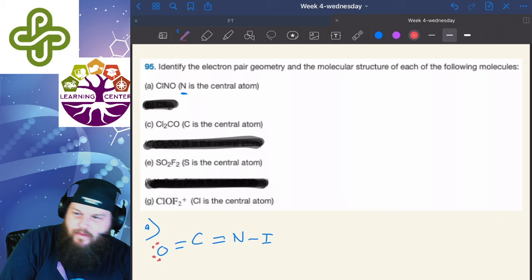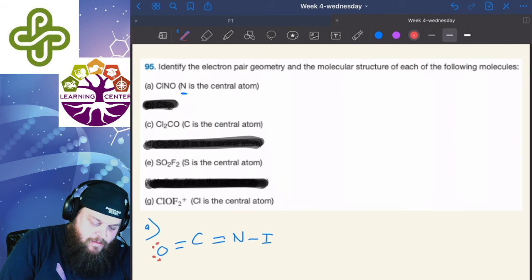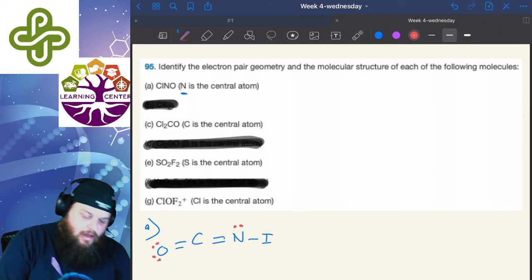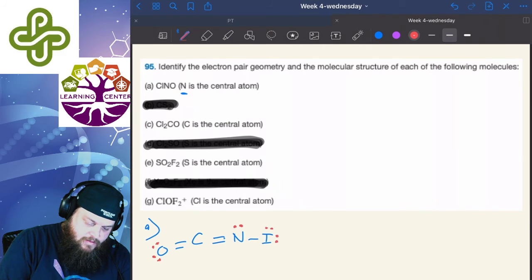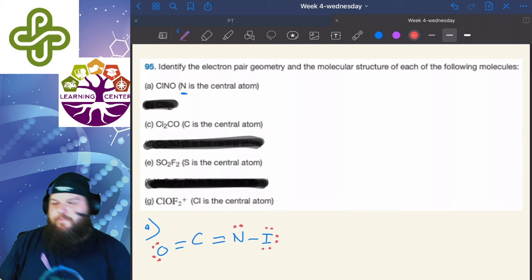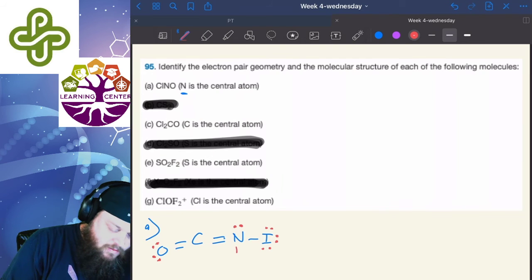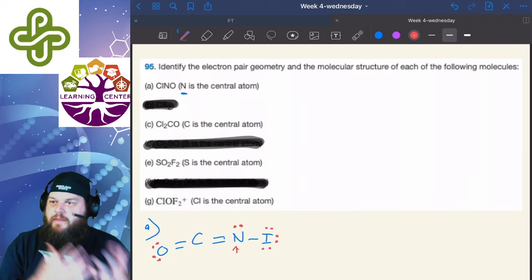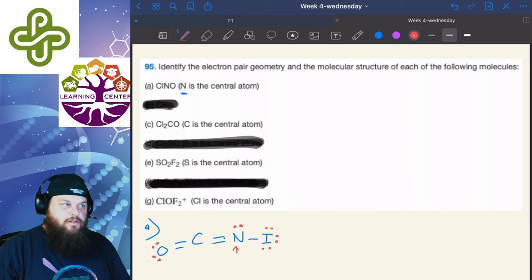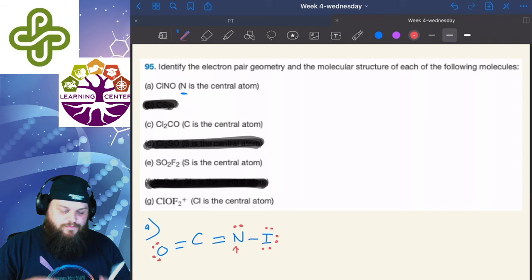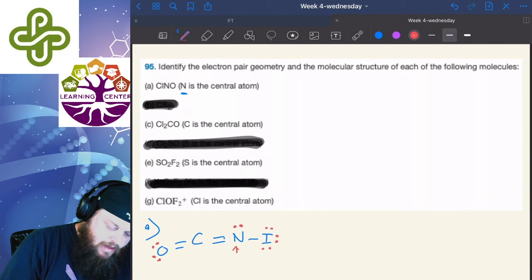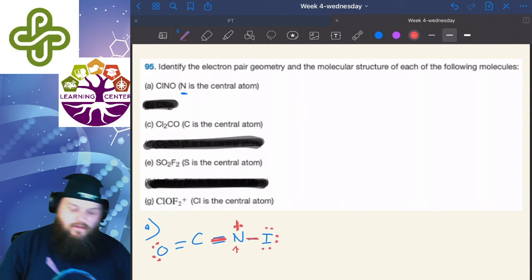Carbon is happy with its octet. Nitrogen has 3 pairs, but it really has a lone pair there as well. And iodine is going to have all the electrons around it. But we really want to focus on what's going on with this nitrogen. What shape is that nitrogen going to be in electron pair geometry and the molecular structure? And we can see that we really have 3 sets of bonds, 1, 2, and then a set of electrons floating out there.